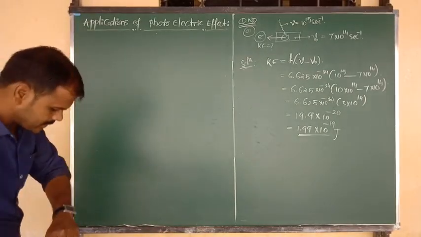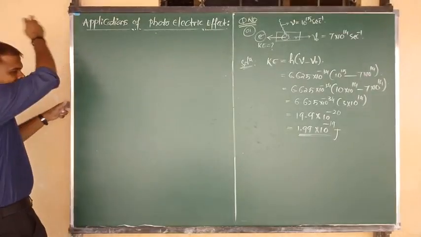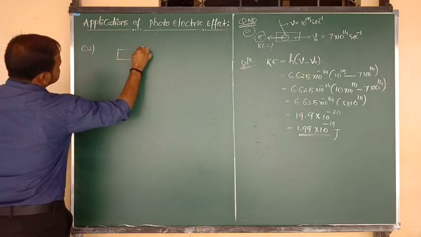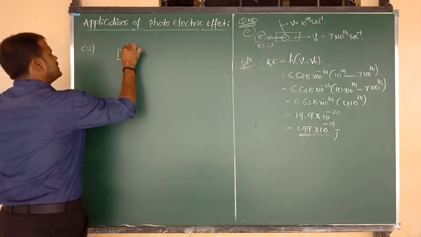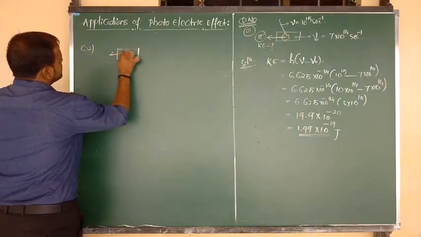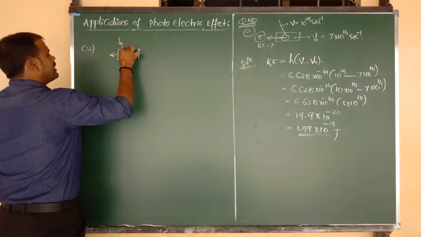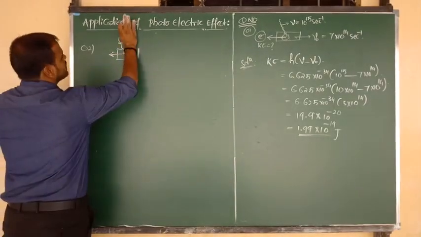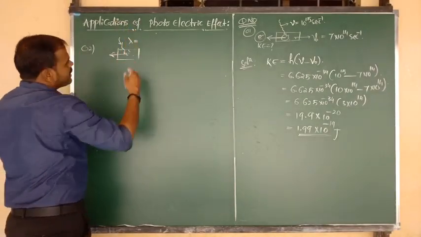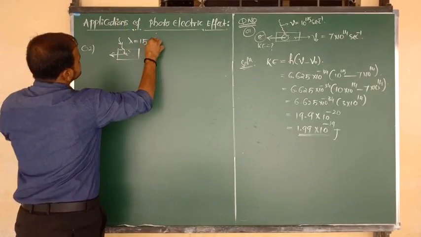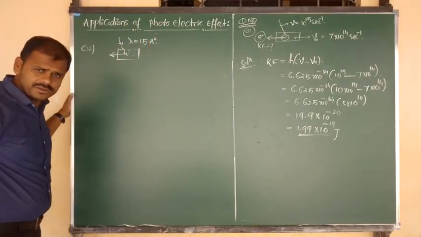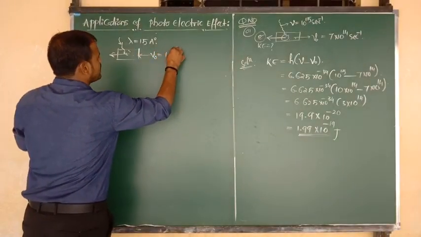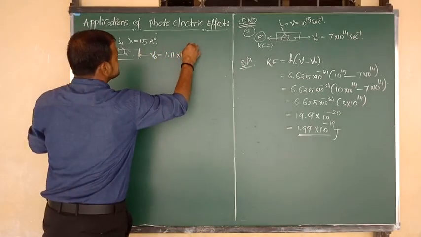Yes. Shall I consider? Problem number 2. Same thing here. I am going to consider a metal foil or metal surface. From that metal surface, definitely a photon is going to be incident, striking. Suppose the incident photon contains a wavelength, lambda, that is nearby 15 angstroms. And the metal has a threshold frequency nu naught, that is 1.11 into 10 to the power of 16 hertz.